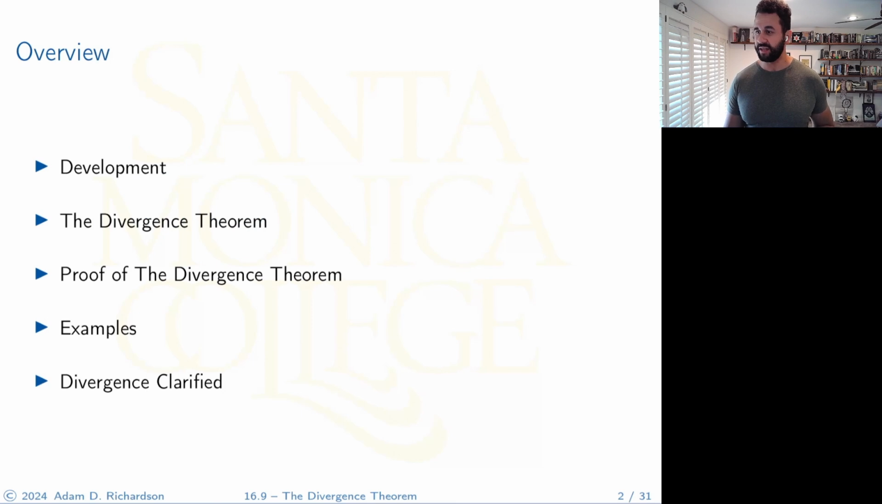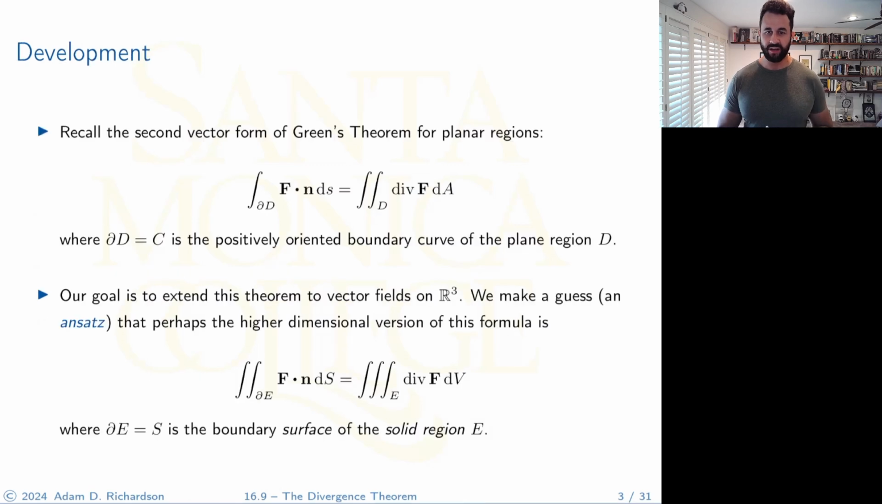Similar to the last section, we're going to start with some development. We'll get the statement of the divergence theorem. We're going to prove the divergence theorem in a nice enough case. We'll do an example, and then we'll clarify divergence at the end, to make it a little bit more formal, just to get an idea for why intuitively it means what it means. And we'll connect that to the mathematics as well. Okay, so here's the development.